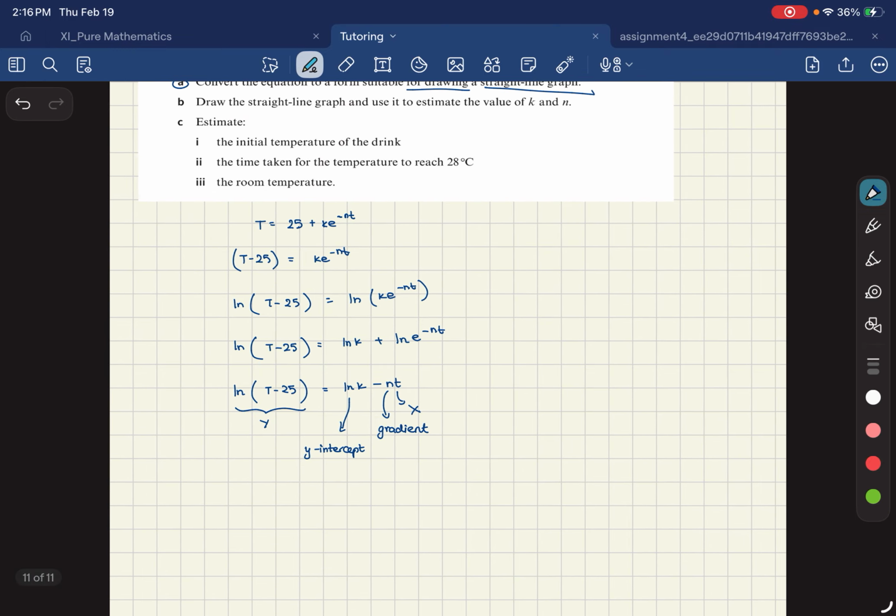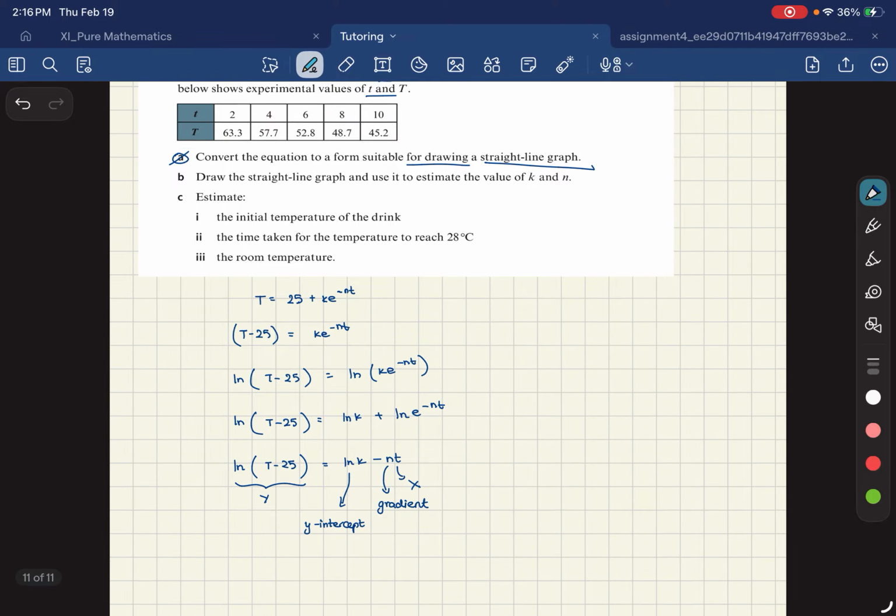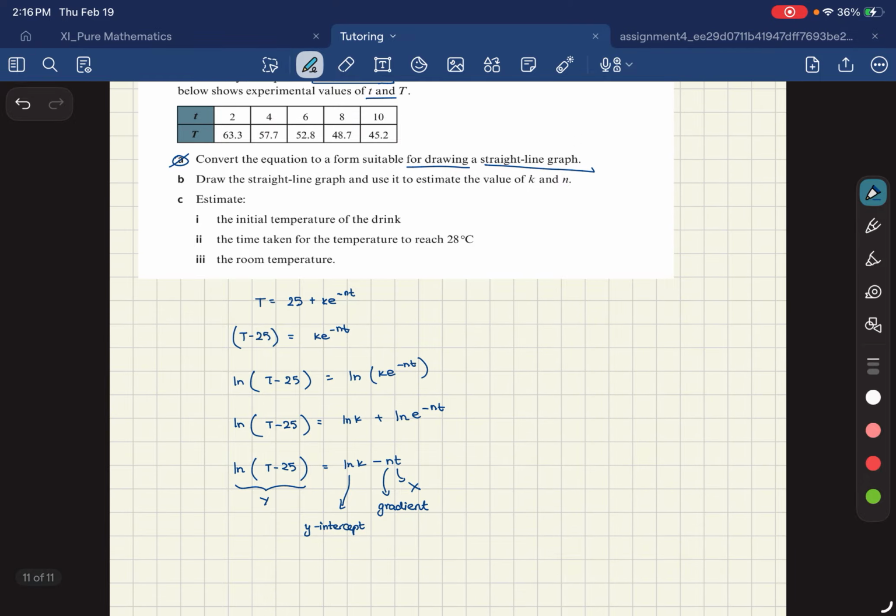So this is the equation. I'm not going to draw the graph because that is a bit difficult for me to draw on my iPad. But you can draw it on graph paper, which will help you to estimate the values better. But we'll directly go to part C.